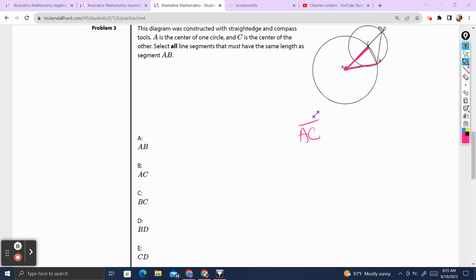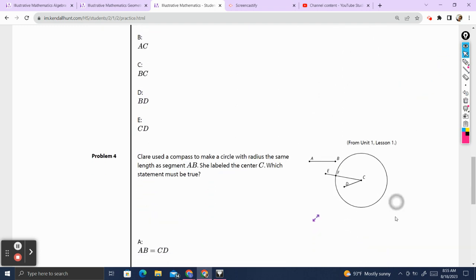So AB, we know is the same length. Well, AB has to be the same length as AB because it's the same segment. AC is the same length because it's a radius. BC, we're going to cross out. BD, we're going to cross out. And CD is a radius of the smaller circle, but it's a different radius. We're going to cross out. And we're done. Let's go on to the next question.